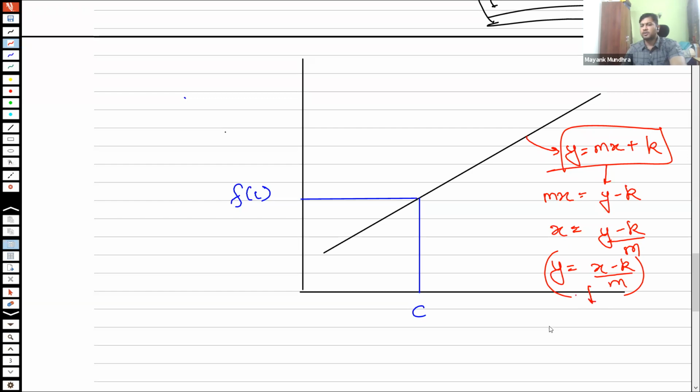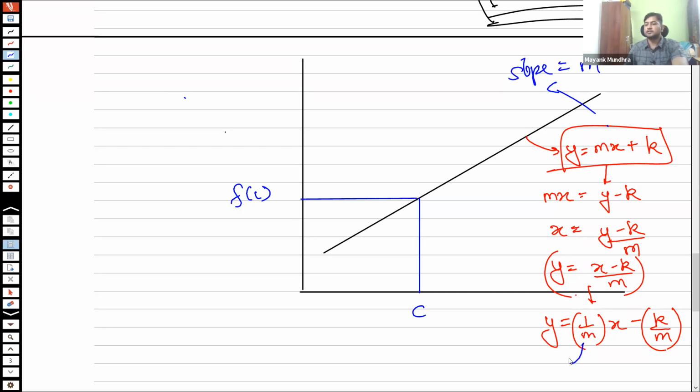More importantly, this is a line with, have I done some mistake? No. Yeah. So 1 by m times x minus k by m. So the slope for this thing is equal to m, whereas the slope for this thing is 1 by m.